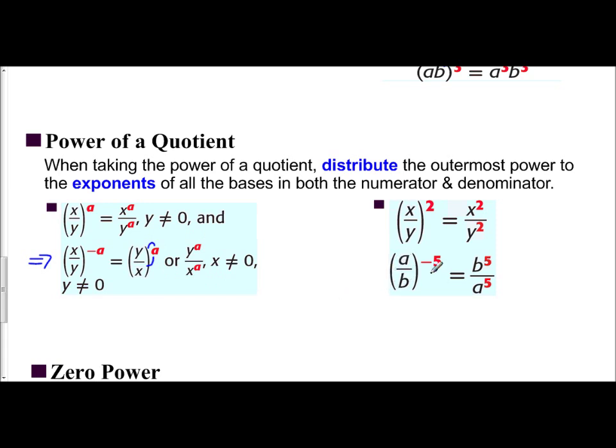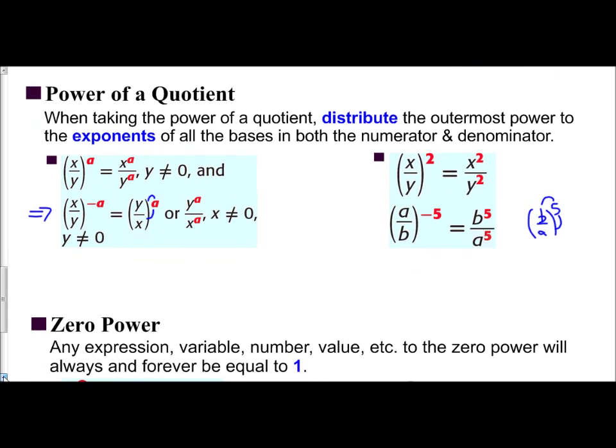So if I have a over b to the negative 5th, the first thing I would do is flip the fraction to take care of that negative power. So b over a to the 5th, and then distribute the exponent to both the top and the bottom to get b to the 5th over a to the 5th.